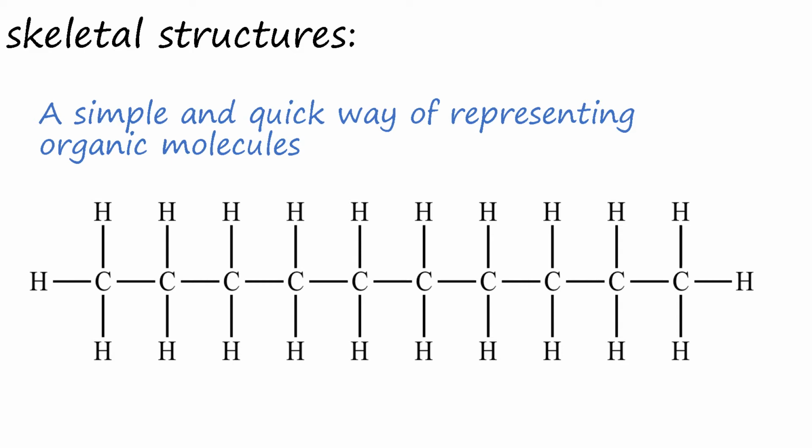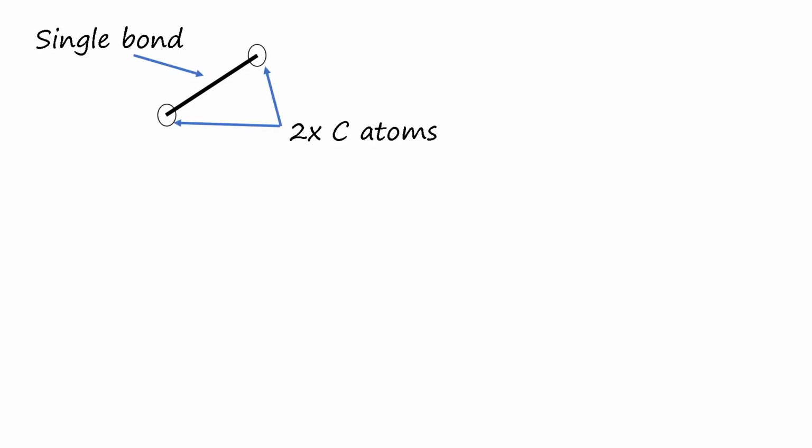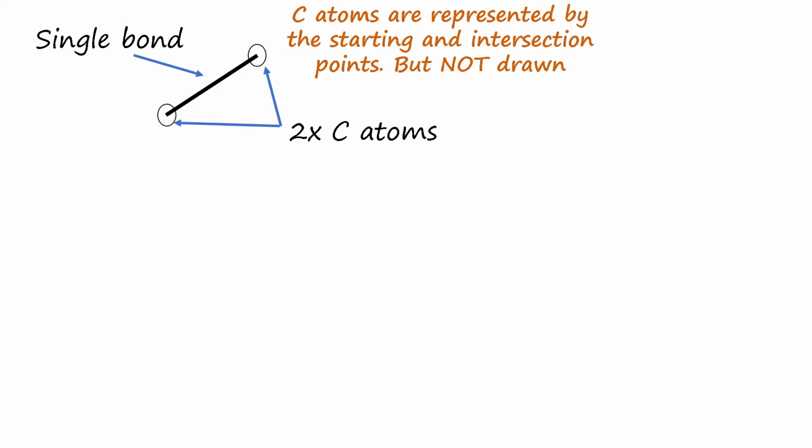So in skeletal structures, each line represents two carbon atoms and a bond between them. And since carbon atoms are represented by these points, we wouldn't show them because we already know what's in there. For example, here we have a skeletal structure. We know that each of the starting and intersection points represents a carbon atom. So we have a total of 4 carbons, and that is actually the skeletal structure for butane.